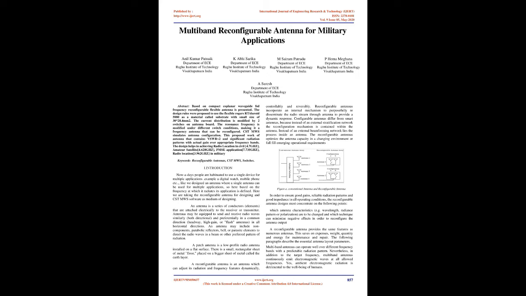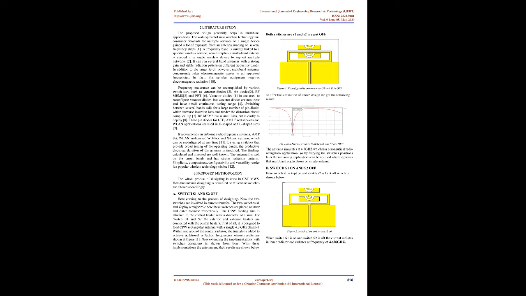Reconfigurable antennas differ from smart antennas because, instead of an external beamforming network, the reconfiguration mechanism lies inside the antenna. The reconfigurable antennas optimize the antenna capacity in a changing environment or fulfill emerging operational requirements. Figure A: conventional antenna and reconfigurable antenna.